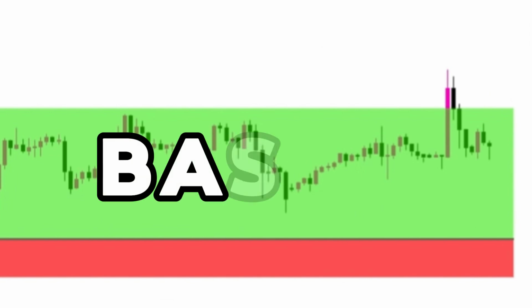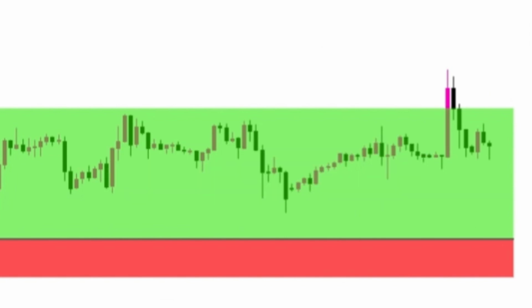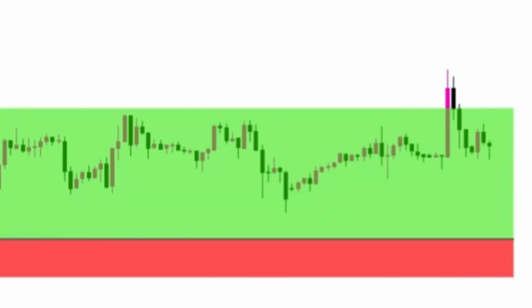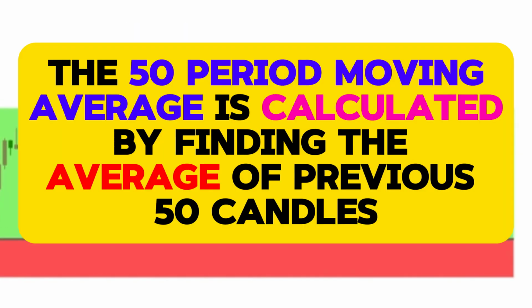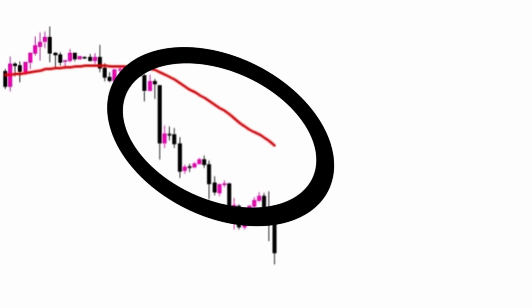Firstly, let us learn some of the basics of the moving averages in order to understand the strategy properly. The moving average is the average of specific candles. Like in the 50-period moving average, the average of the previous 50 candles is calculated. And then, if the price goes above the average of 50 candles, like it went here, then the price would stay above the moving average line. And similarly, if the current price goes below the average of its previous 50 candles, then the price would stay below the 50-period moving average line, like it did in this example.